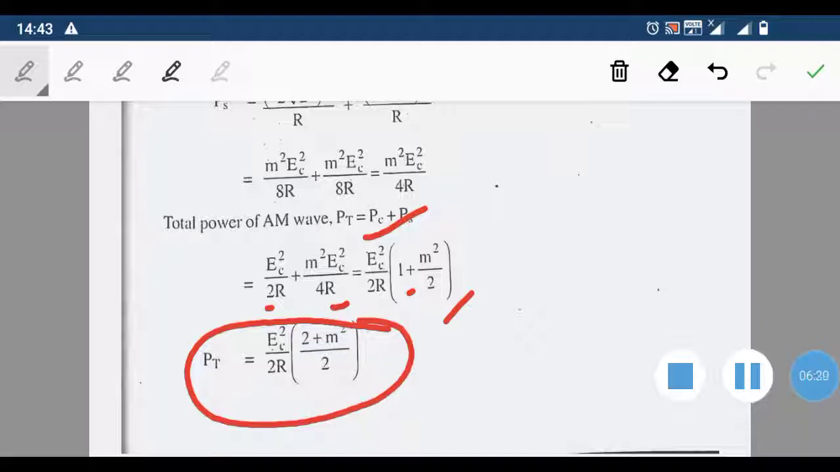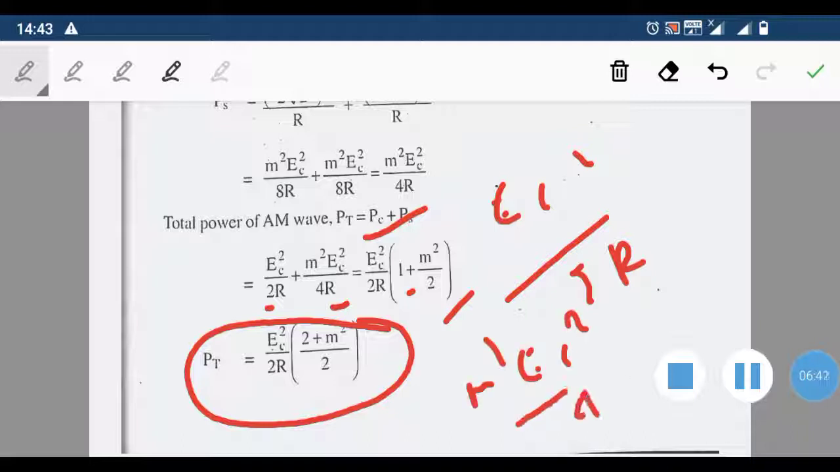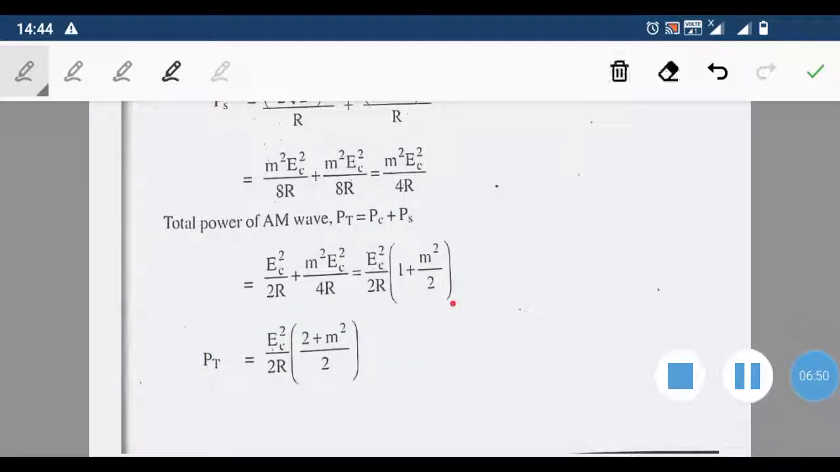So we have three equations. One is the expression for PC that you have to remember, that is equal to EC square divided by 2R. Then the total power of the sidebands, that is equal to m square EC square divided by 4R, and the total power is EC square by 2R into (2 plus m square) by 2. Here we have taken the LCM. So we have three expressions here.